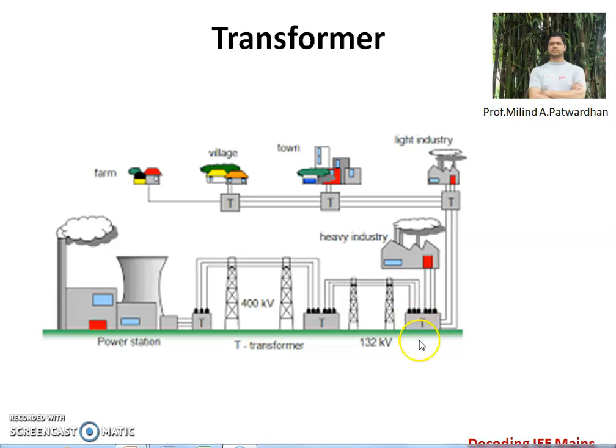Then according to the purpose, we have the step down transformers. The step down transformer has a different kind of rating for a heavy industry. For light industry, the step down transformer is of different rating or configuration. For town it is of different configuration, for village it is different, for farm it is different. So for each purpose, that is for each consumer, we have a different type of step down transformer, while for the transmission of the electrical power generated in a power station, we use the step up transformer. We discuss why later.